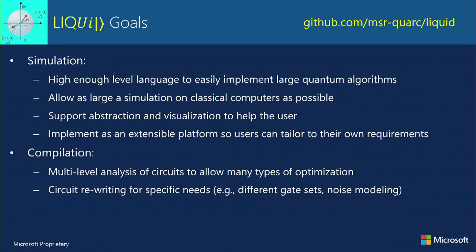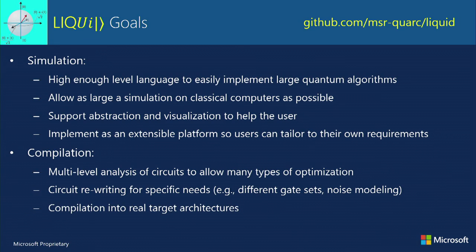For instance, some qubit technologies don't have some gates. You have to rewrite with equivalent gates. You have to handle noise. You have to do all sorts of things because of the technology you're working in. And then we want to compile into real target architectures, and that's at the end we'll talk about SOLID. That's its job, is compiling and running real quantum hardware.